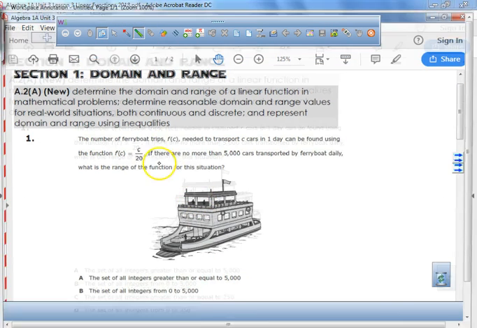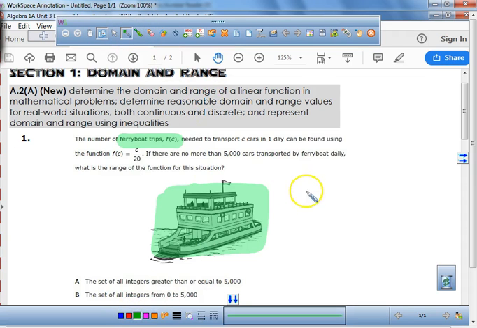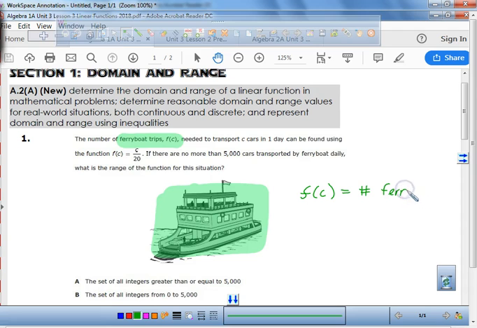So right now we have a ferry boat right here. This is the ferry boat. And on the ferry boat, what are there going to be? People and cars. So here's what I want you to write down. F of C equals the number of ferry boat trips.